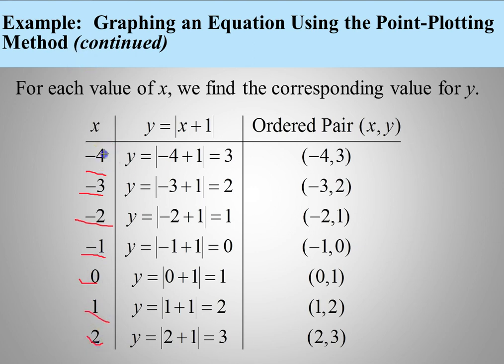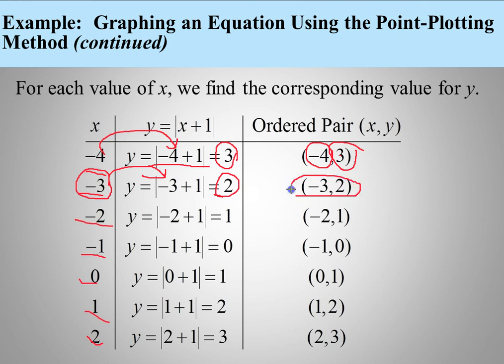When I take -4, I plug it into the equation. -4 plus 1 is -3. The absolute value of -3 is +3. So my x value was -4 and my y value is 3. Remember, x is always the independent variable, y is the dependent variable. Same thing with -3. You plug that in here: -3 plus 1 is -2, absolute value is +2. Your coordinate is (-3, 2). So you get the idea, right?